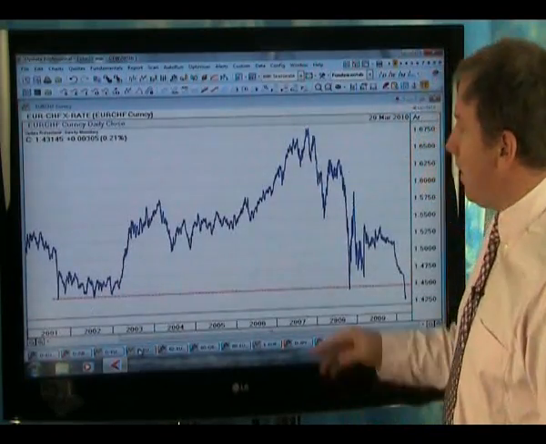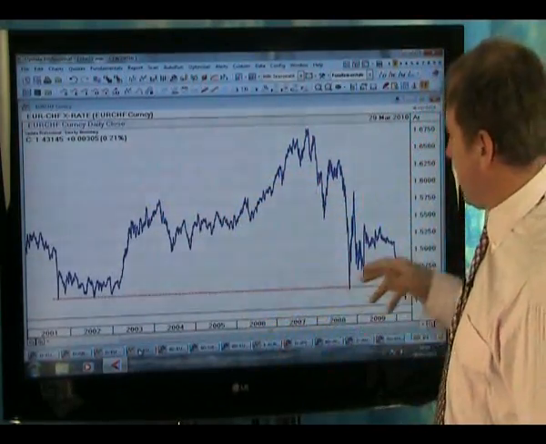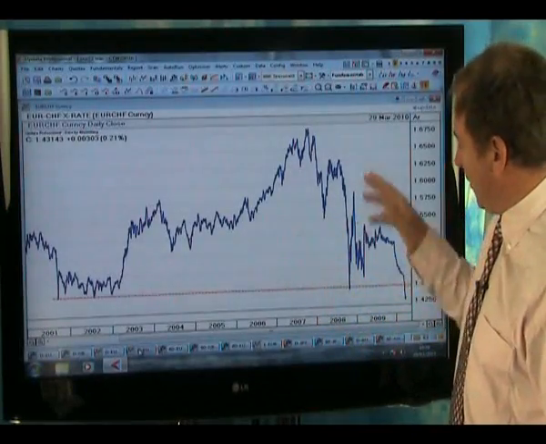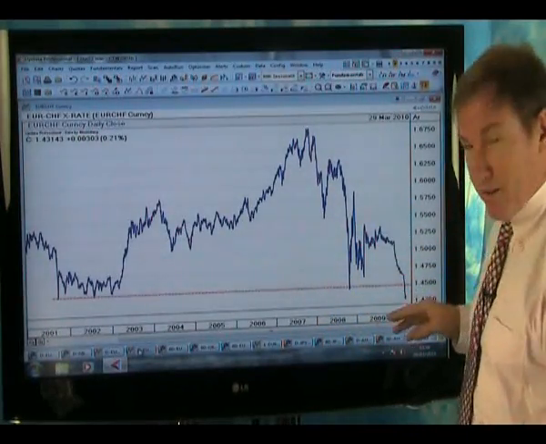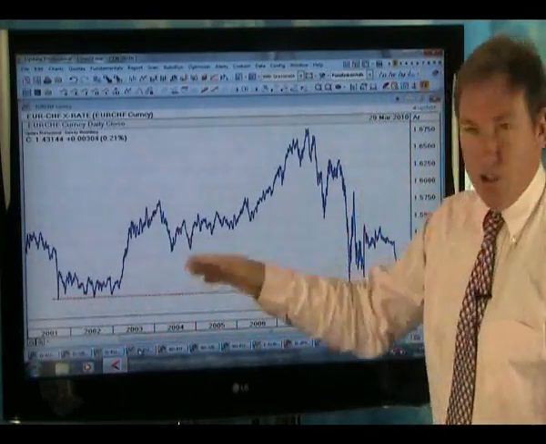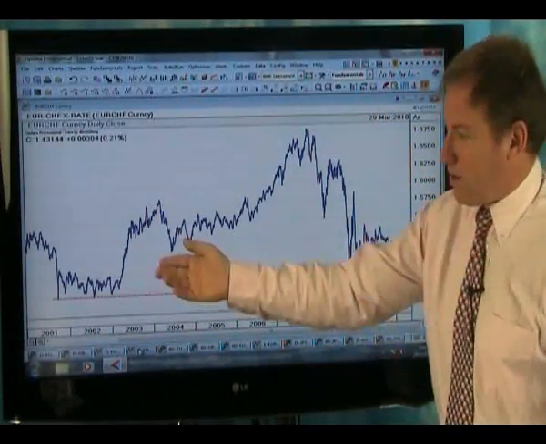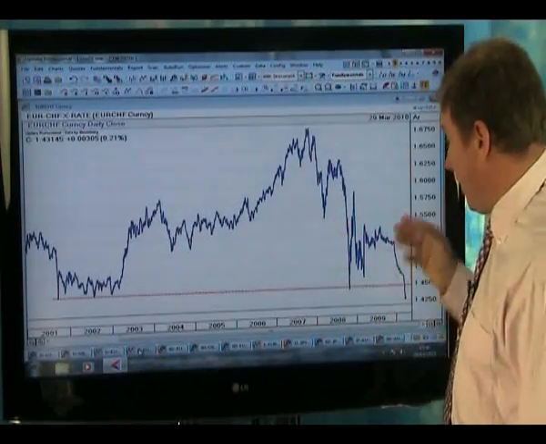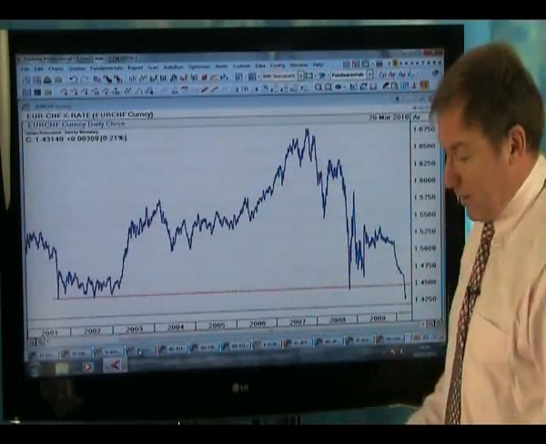If we look at Euro Swiss, obviously last week was quite a tough week for the euro against the Swiss franc, and what's most interesting is that we have actually broken to new all-time lows since the euro was launched. The Swissy is now stronger than ever, and we've broken that level of support.